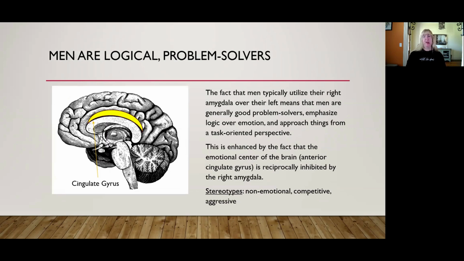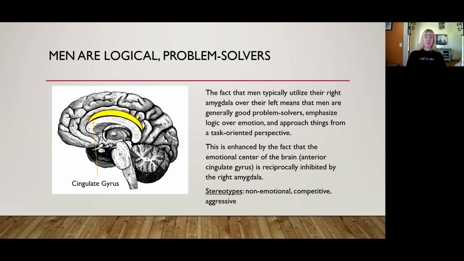Another part of the brain that we need to factor in to understand relational dynamics, gender differences in relational dynamics, is something called the cingulate gyrus. This part of the brain, factored into the right amygdala and the left IPL, is why men tend to be more logical, and they tend to be more task oriented, and they tend to be more problem solvers. They tend to really value logic even over emotion, for this reason.